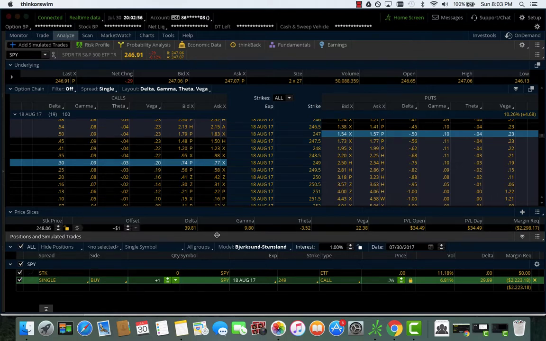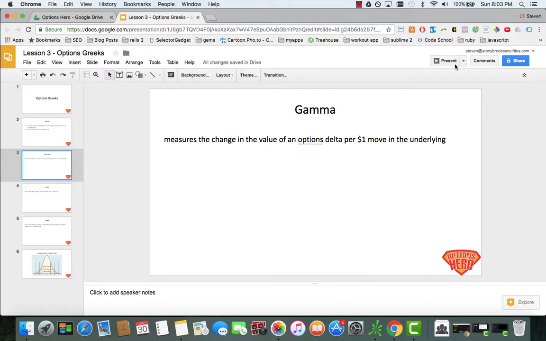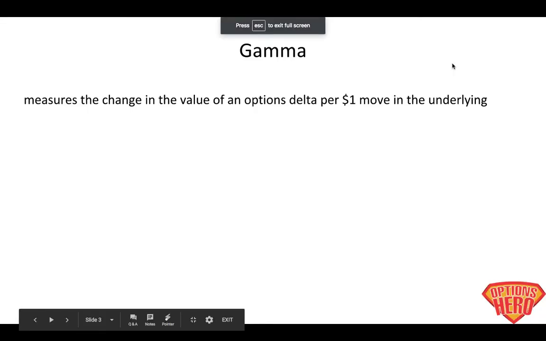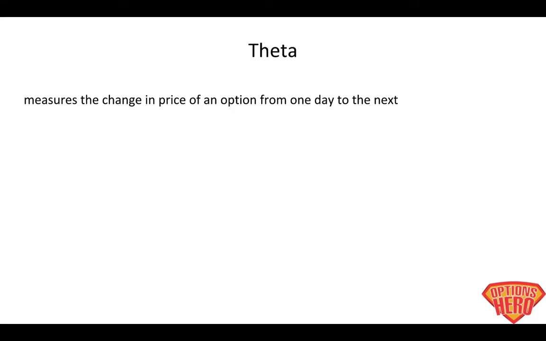Between you and I and everyone else who's listening, gamma is totally not important. Delta is super important. It's really, really important. Gamma, on the other hand, is not a big deal. It's not something you're ever really going to look at, so don't worry about it. However, it's good to understand how these things work. Theta, on the other hand, is something that is critical.